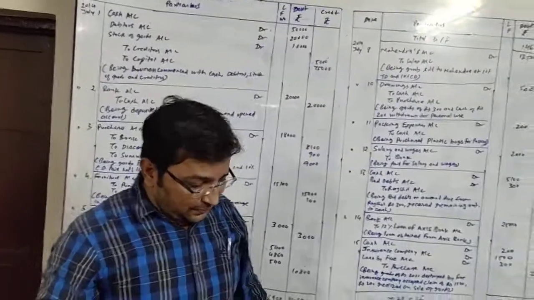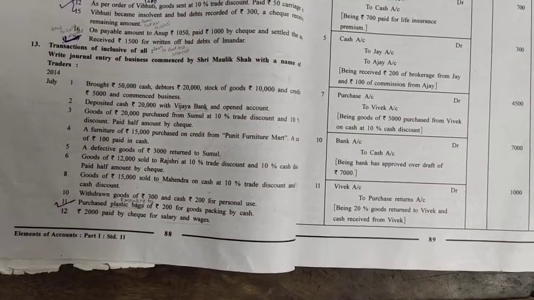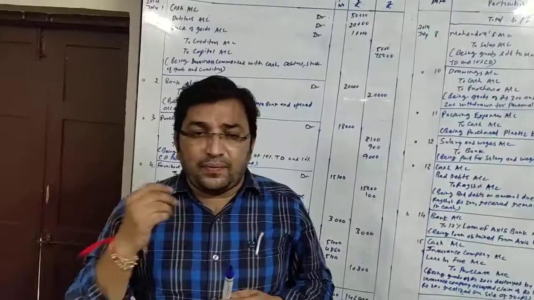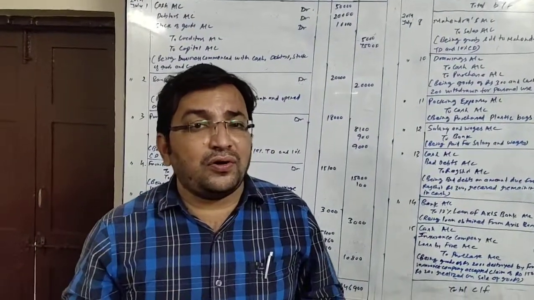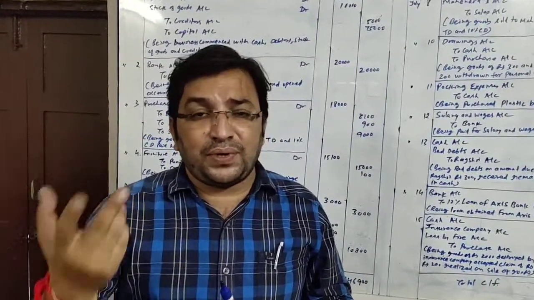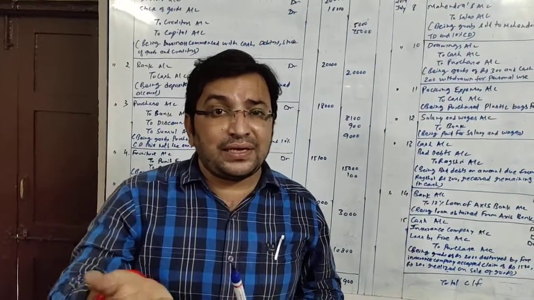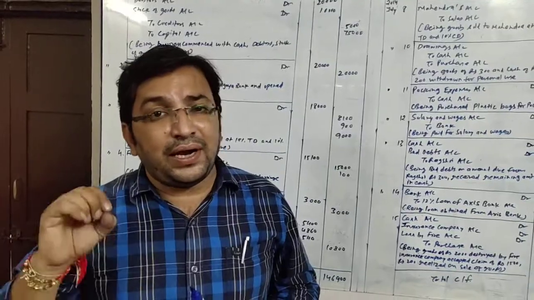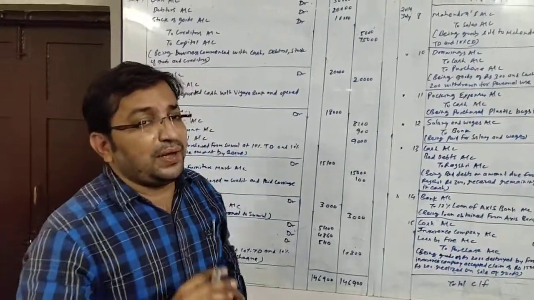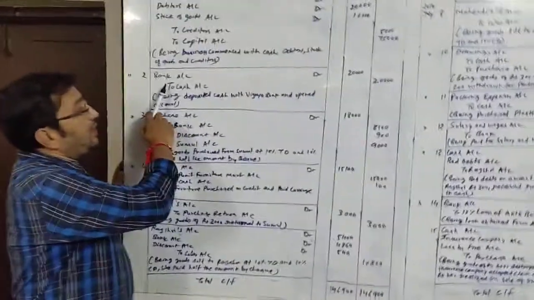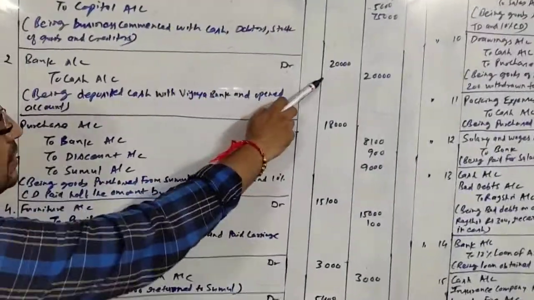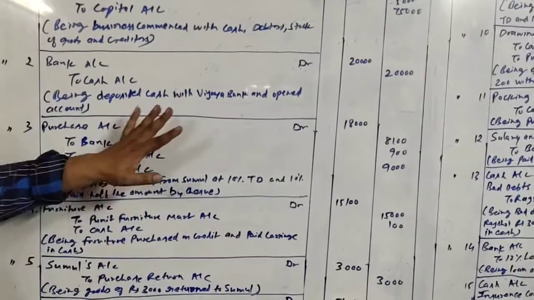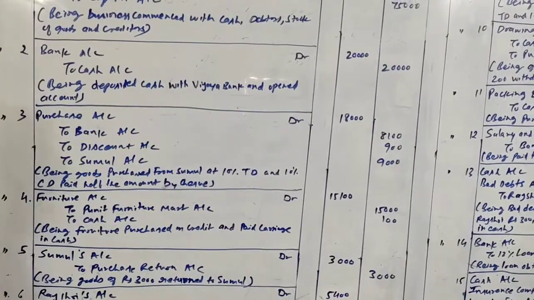Second transaction. Deposited cash rupees 20,000 with Vijaya Bank and opened account. We are depositing cash and opening an account. Our bank balance will increase, or you may say our bank balance will be created. Bank is the receiver, so bank account will be debited and cash goes out, so cash account will be credited. Here the entry is bank account debit 20,000 to cash account 20,000, being deposited cash with Vijaya Bank and opened the account.